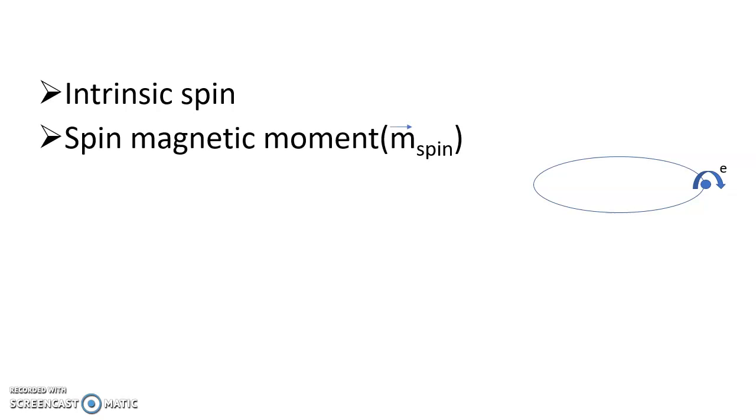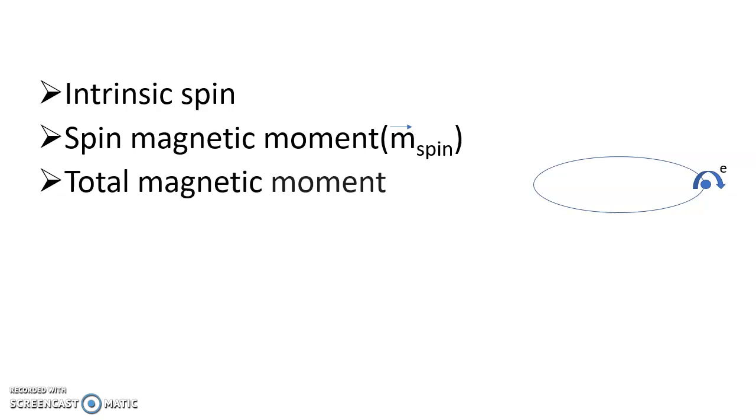Along with the orbital motion around the nucleus, the electron also possesses intrinsic spin. The magnetic moment produced due to intrinsic spin is called the spin magnetic moment and it is denoted by m spin bar. The total magnetic moment of the electron is given as m bar is equal to m orbit bar plus m spin bar. So the total magnetic moment m bar is the vector sum of the magnetic moment due to the orbiting electron and also due to the intrinsic spin of the electron.